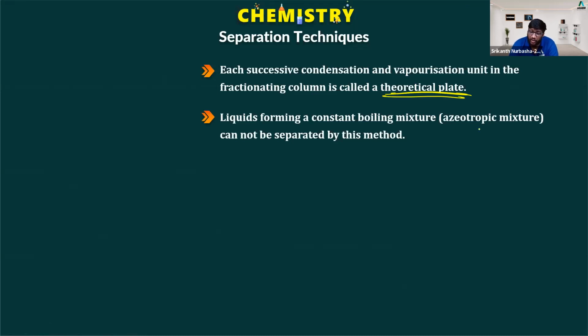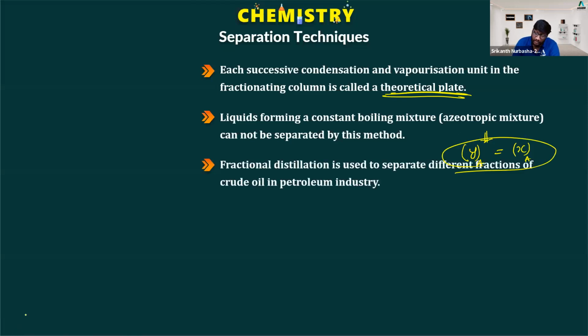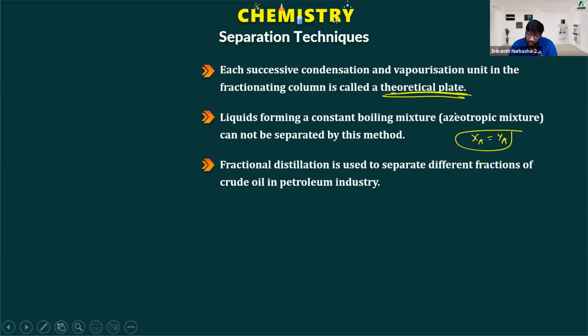Liquids forming a constant boiling mixture. Has anyone heard about azeotropic mixture? We have studied it in solutions. Liquids forming constant boiling mixtures, or azeotropic mixtures, cannot be separated by this method. Azeotropic mixture means the mole fraction of the component in the vapor phase is equal to the mole fraction of the component in the liquid phase, XA equals YA. In that case, you can say it is an azeotropic mixture, a constant boiling mixture. We'll study azeotropic mixtures in more detail in the solutions chapter.